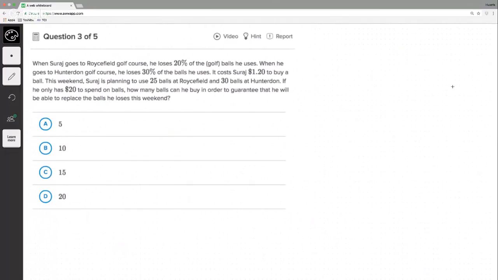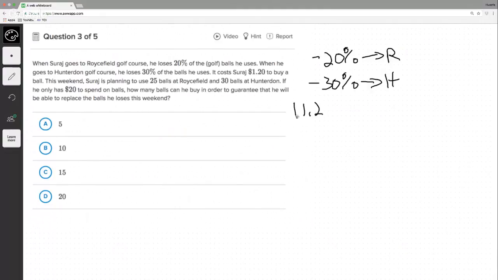When Siraj goes to Royce Field Golf Course, he loses 20% of the golf balls he uses. I'm just going to say he loses 20% at Royce Field. Here he loses 30% at Huntington. It costs him $1.20 to buy a ball. This weekend, Siraj is planning to use 25 balls at Royce Field and 30 balls at Huntington. If he has only $20 to spend, how many balls can he buy in order to guarantee that he will be able to replace the balls he loses?